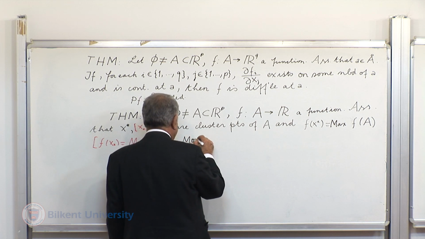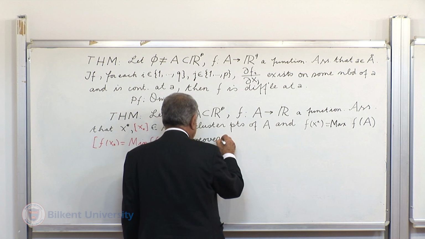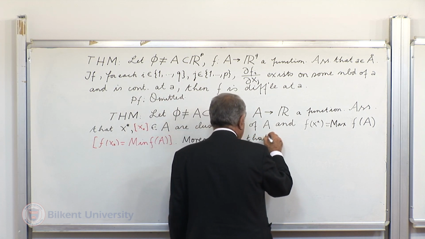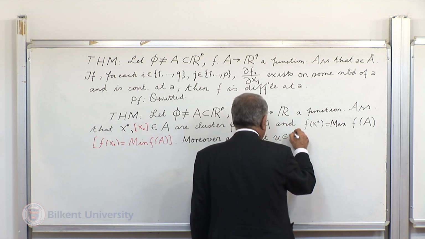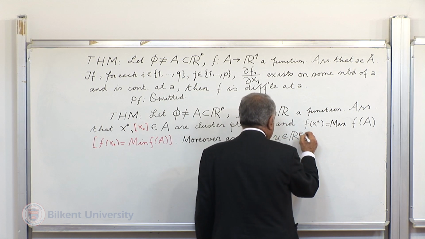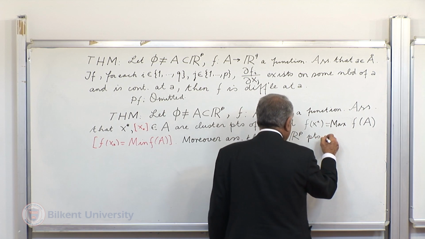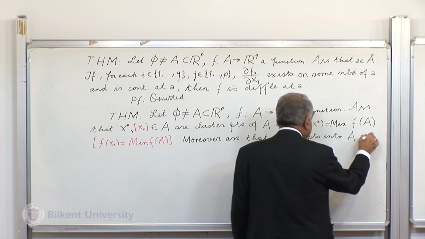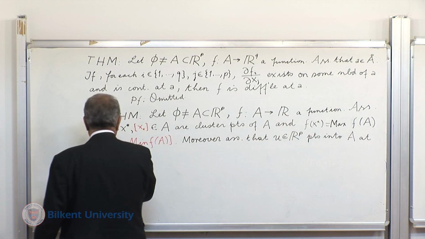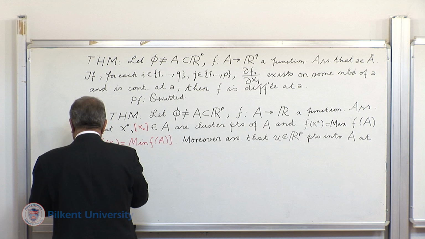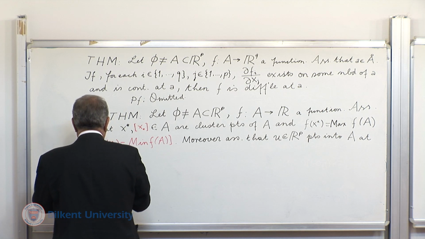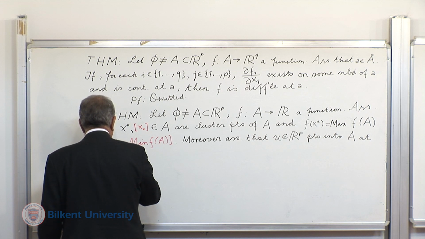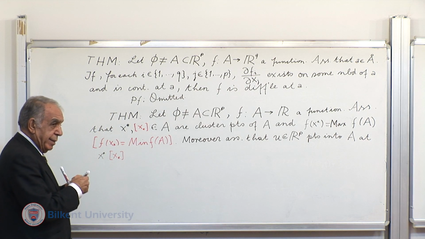Moreover, assume that u in Rp points into A at x upper star in the first case and at x lower star in the second case.